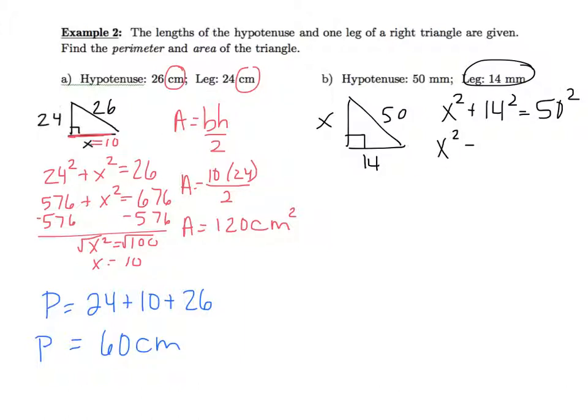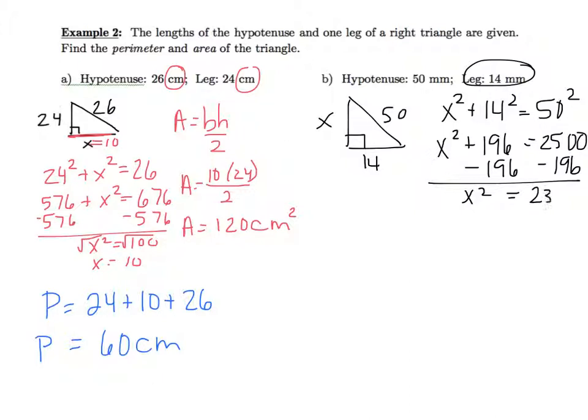So x squared plus 196 equals 2500. When I subtract 196 from both sides, x squared equals 2,304. When I take the square root of that, x equals 48. Now that just helps me find what x equals. So now I can find the area.